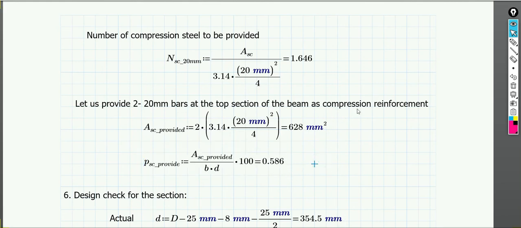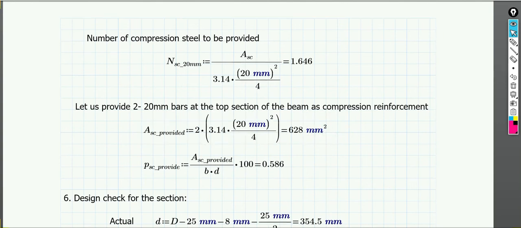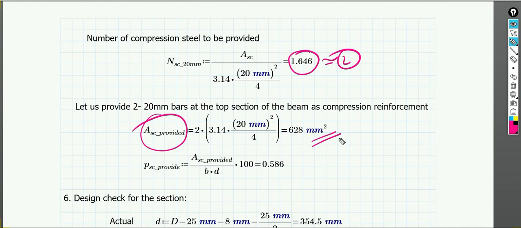And what is the percentage provided? It is 0.586%. This is ASC provided, that means the percentage of compression steel provided to the section. And here ASC is 628 mm². This much steel you have provided. Okay, so here we have seen that the number of bars required for the compression face is 1.6, that means almost two bars are required. And the actual area of compression steel provided is 628 mm², and the percentage of compression steel comes out to be 0.586%, right?